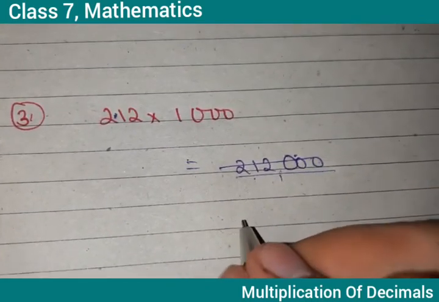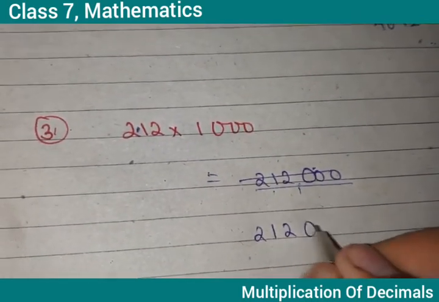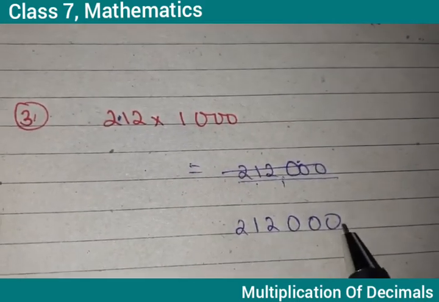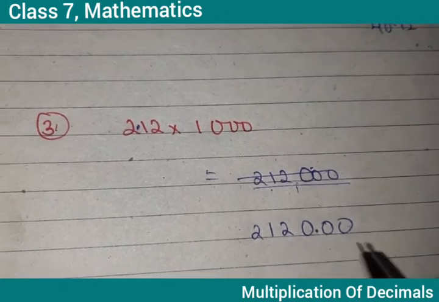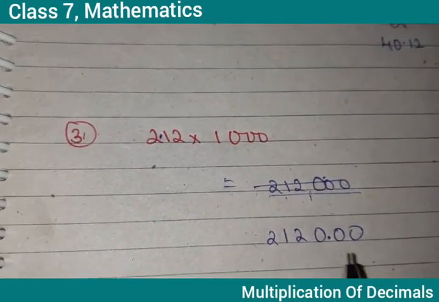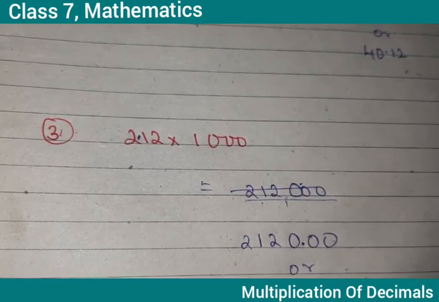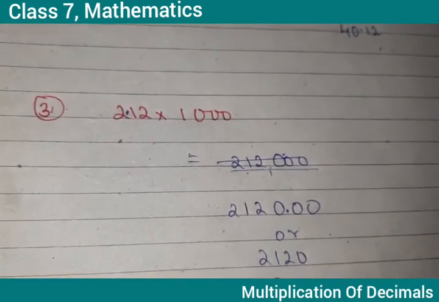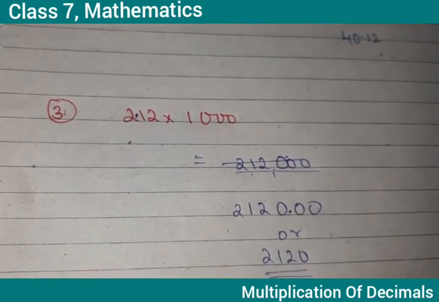Okay, let me write this answer properly. There are 2 digits after the decimal, so start counting from the right side, 1 and 2. That means we will place the decimal here: 2120. We can simplify it and write it down as 2120. Why? Because after the decimal there are 2 zeros, which have no value, so our final answer will be 2120.